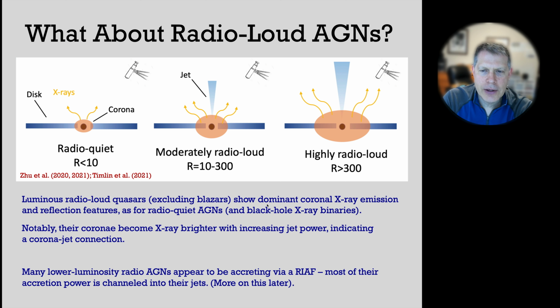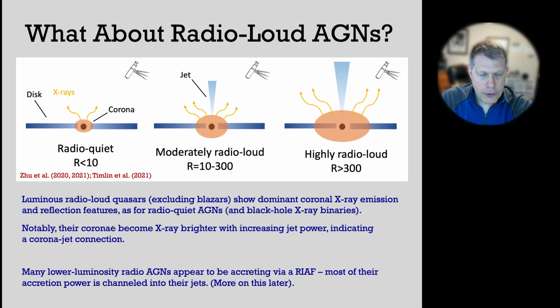In fact, this is a significant change compared to previous thinking, where years ago people thought that most of the X-ray emission from radio loud active galaxies primarily came from the jet itself or from some strongly jet-linked emission. Okay, so we think it's coronal emission from at least the luminous radio loud systems as well, the quasars.